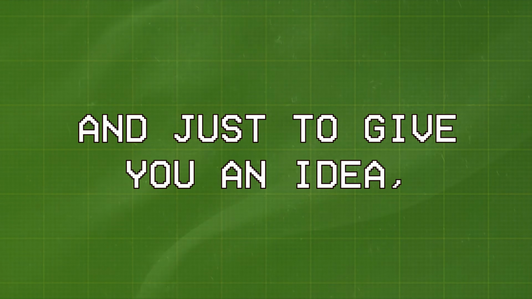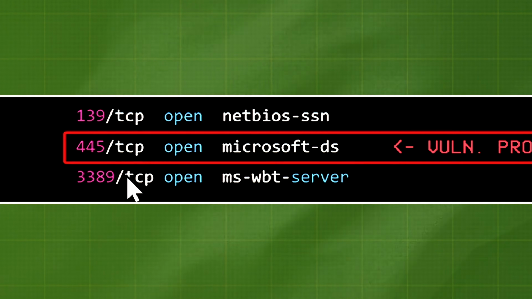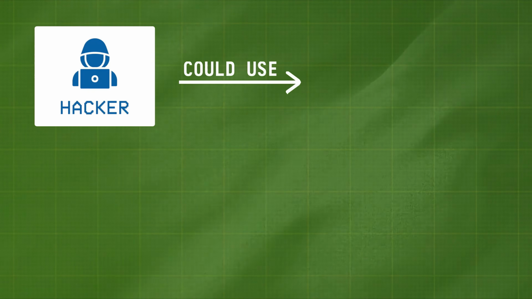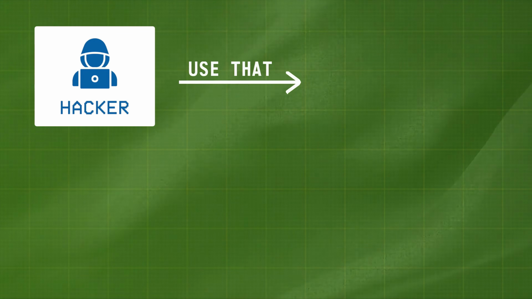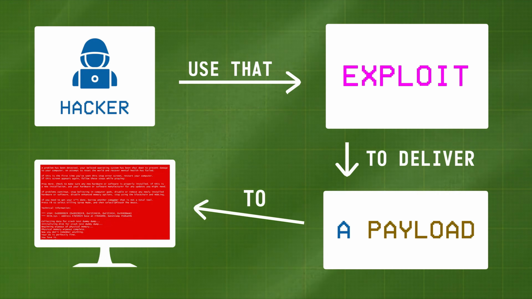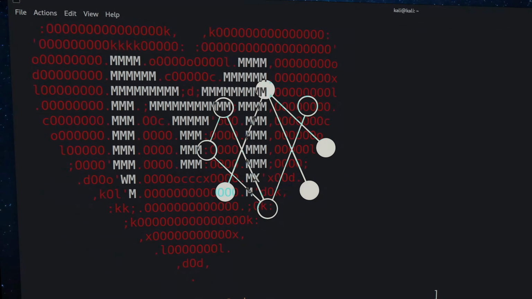And just to give you an idea, if we take this system which was running a vulnerable SMB protocol on port 445 within Nmap, a hacker could use Metasploit to search for an exploit related to SMB within its database, and then use that exploit to deliver a malware or payload to that system. Now, if you're not familiar with what Metasploit is or how a hacker might do this, don't worry, a detailed video on it is coming out soon.